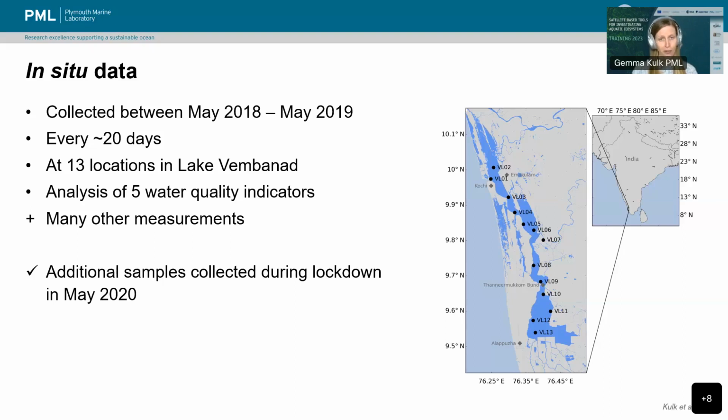As part of these field campaigns, the 5 water quality indicators were measured, but also many more measurements were performed, including the presence of pathogenic bacteria such as Vibrio cholerae. And in May 2020, the Indian project partners had the opportunity to collect in situ data. So we have some additional measurements during the lockdown period.